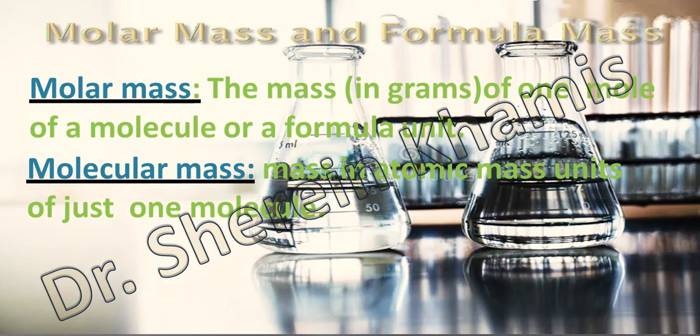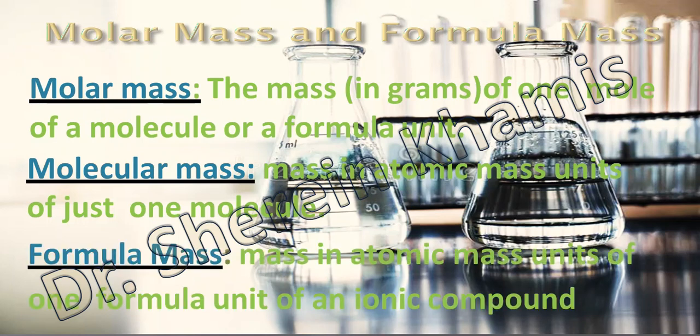If we have a covalent compound only, we can call it molecular mass: the mass in atomic mass units of just one molecule of a substance. It means we take a kind of substance relating to covalent compounds only. Another meaning we have is formula unit: the mass in atomic mass units of one formula unit of an ionic compound. This relates to ionic compounds only, or ionic bonds.